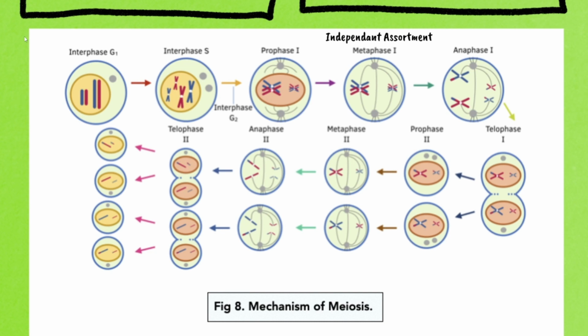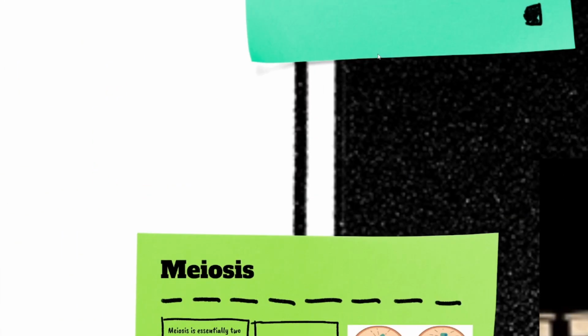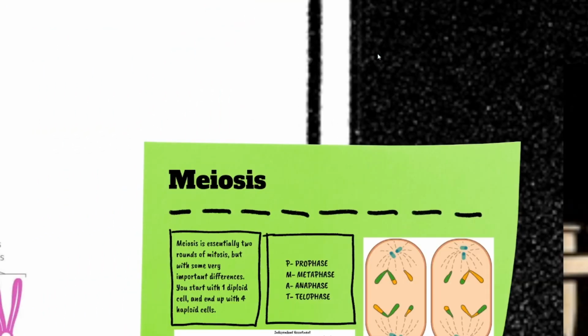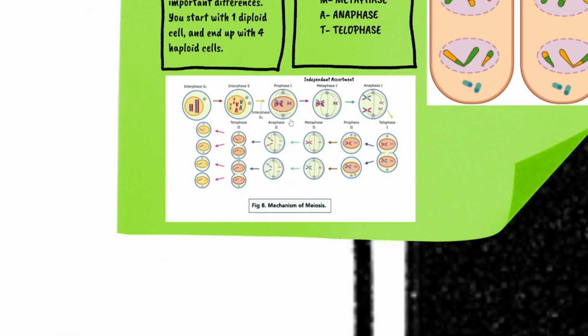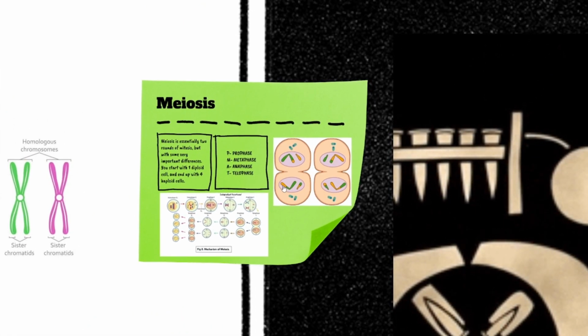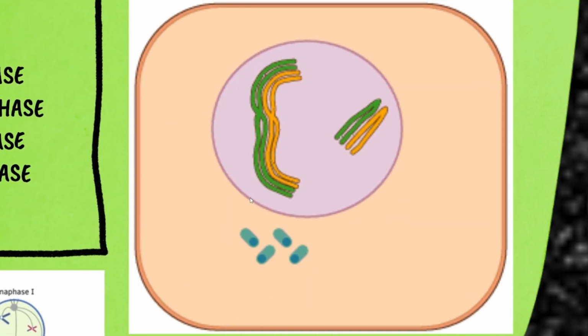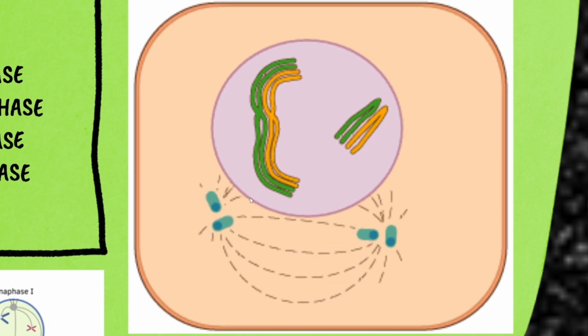So all the way from diploid cells to haploid cells. Remember where independent assortment takes place? Independent assortment takes place in metaphase one. I can show you a little bit of the structure here. This is how it actually occurs. So this is how it starts.